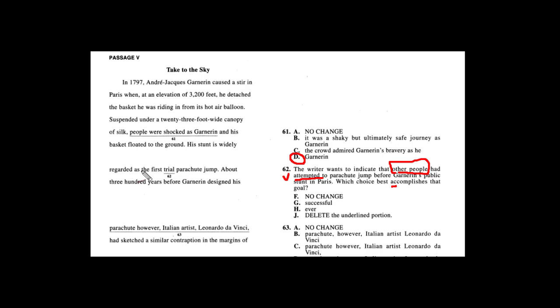So here, "first time, no," delete, and "ever, successful." So maybe people have tried. They've attempted it, but they were unsuccessful. So this is the first time it was successfully completed. Answer choice G for 62.